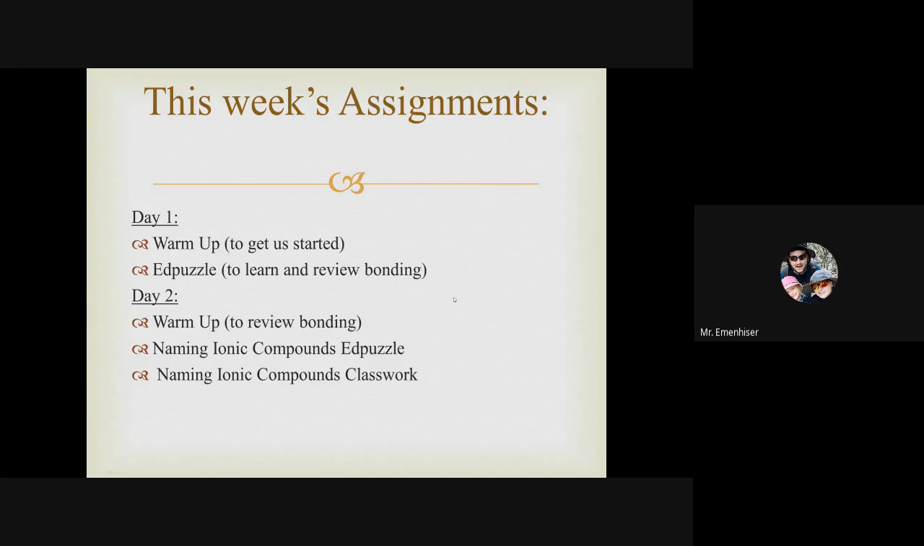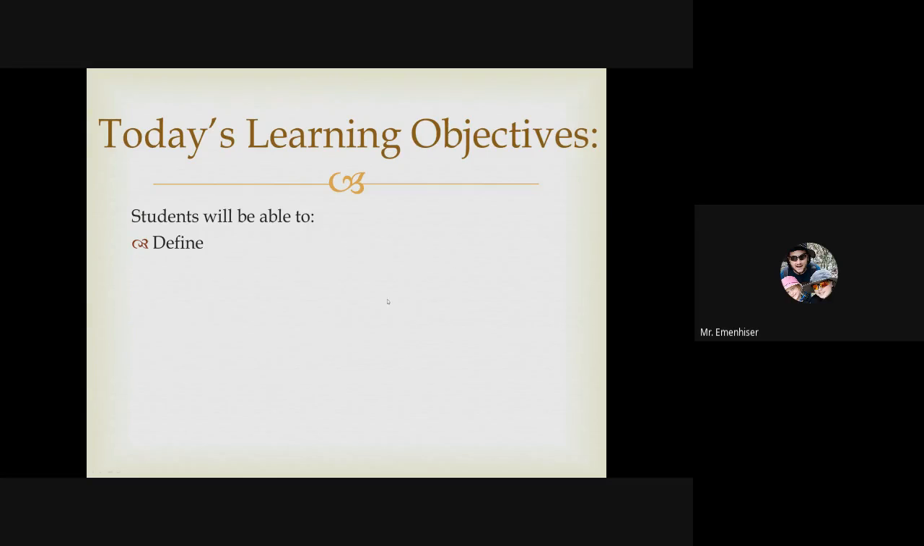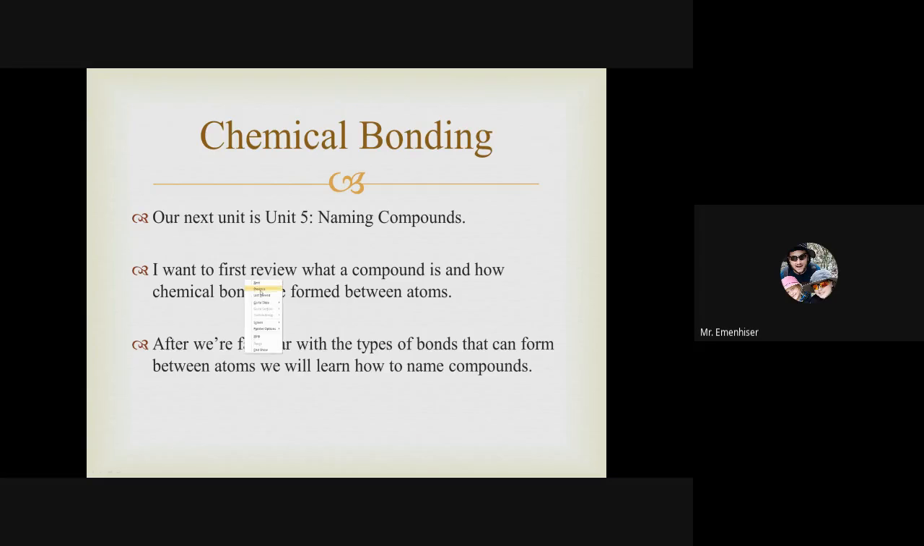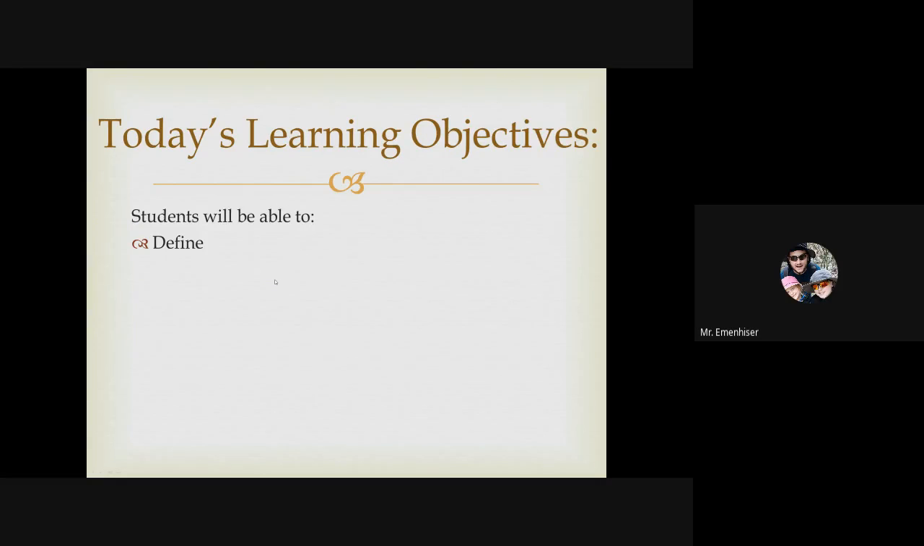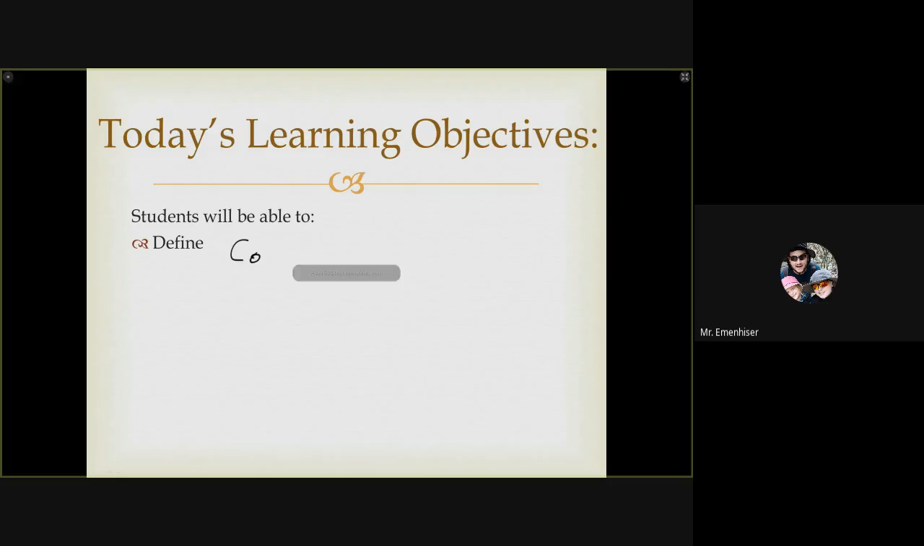Okay, all right, today's learning objective. Oh, I didn't finish this. We want to be able to define, or maybe I did. Let me see. No, I didn't. Okay. So we want to be able to define what covalent, ionic, and metallic bonding are. What is covalent bonding? What is ionic bonding? What is metallic bonding? We want to know the difference between a metal and a nonmetal.